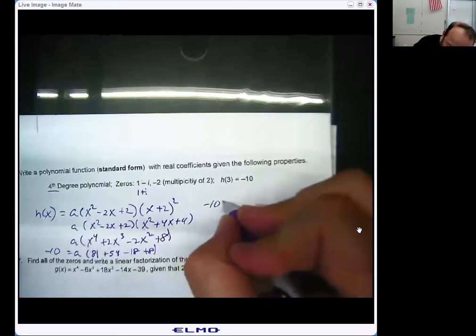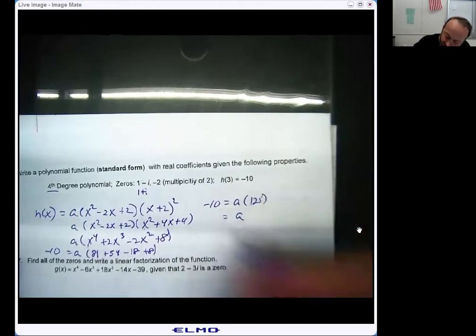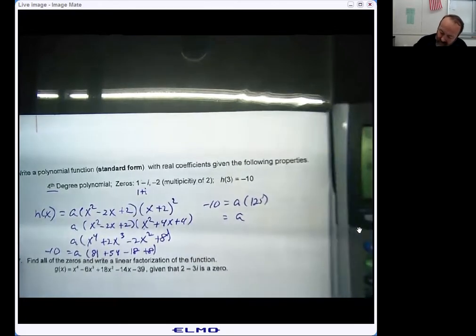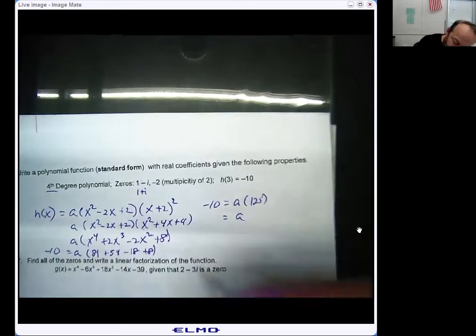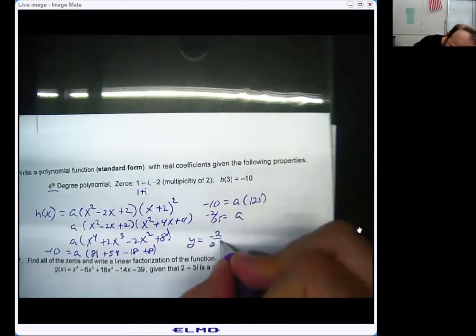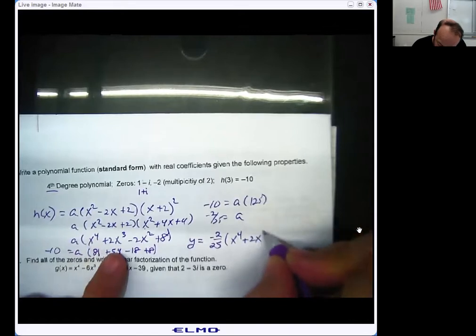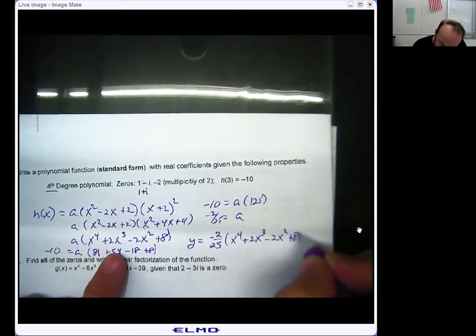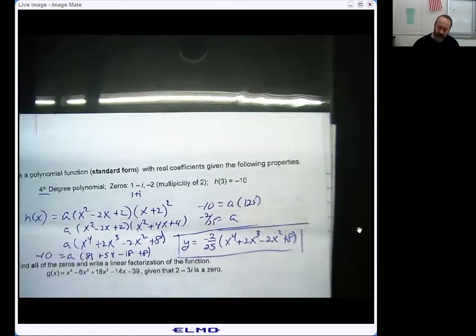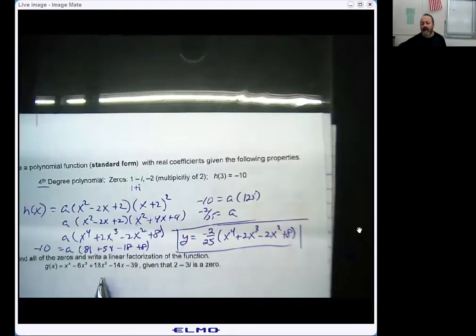So according to this information, I could divide both sides by 125, and negative 10 over 125 is negative 2/25. And so my final answer would be negative 2/25 of x to the 4th plus 2x cubed minus 2x squared plus 8. And that is in pretty much standard form. Theoretically, I could multiply that out and distribute all of these fractions, but this is actually kind of a nicer way to look at that.